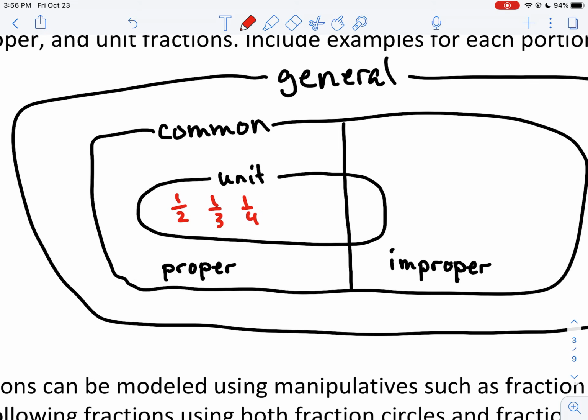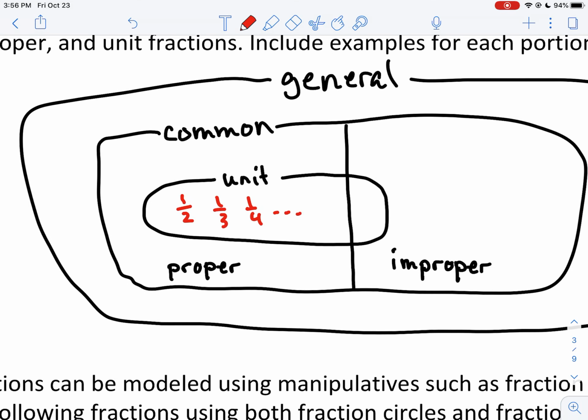1/3, 1/4, all of these unit fractions, etc., forever. The only unit fraction you might argue is improper is if you say 1/1, which is not a very interesting one, but technically when the numerator is the same size as the denominator, then we have the improper situation.